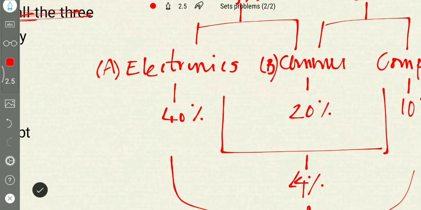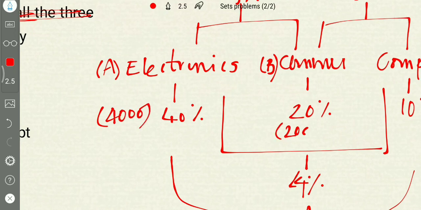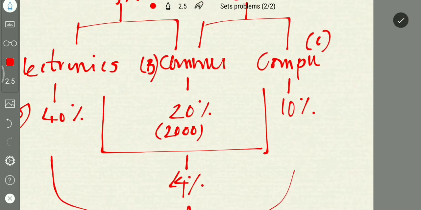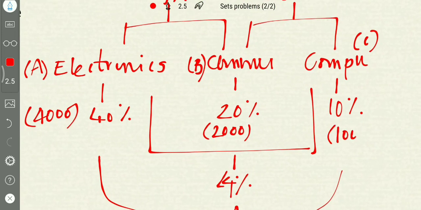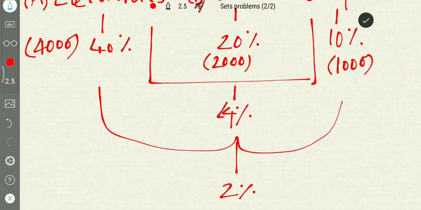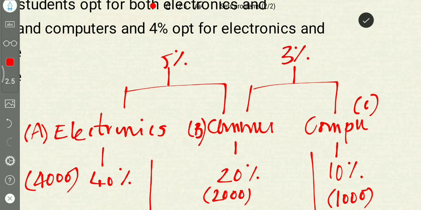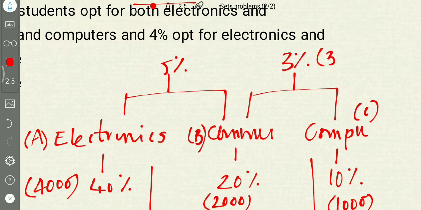What is 40% of 10,000? It is 4,000 students, and 20% is 2,000. 10% is 1,000 students, and 4% means 400. 2% is 200, and next 3% is 300. 5% is 500.